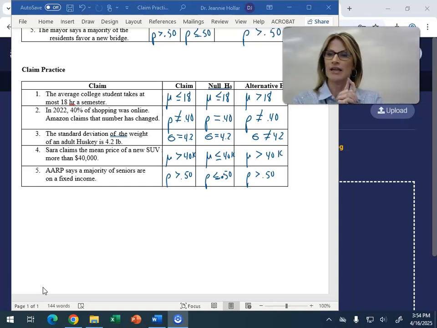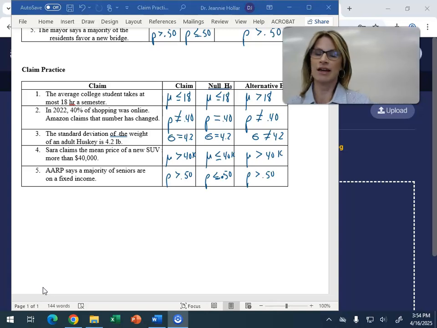Number 4, it's more than $40,000. I think Sarah might be right. More than 40, that's your alternative because there's no equal sign there. So the opposite of more than 40 is less than or equal to 40. AARP says a majority, and remember, majority is a proportion, and it means more than 50%. So we have more than 50%. That's an alternative, and the opposite of more than 50% is 50% or less.